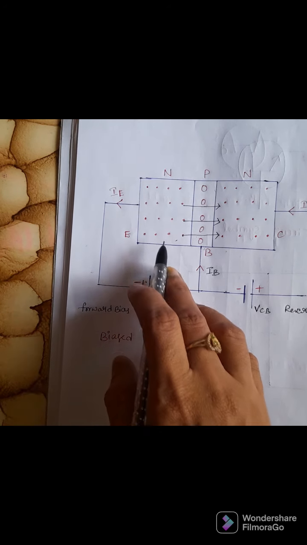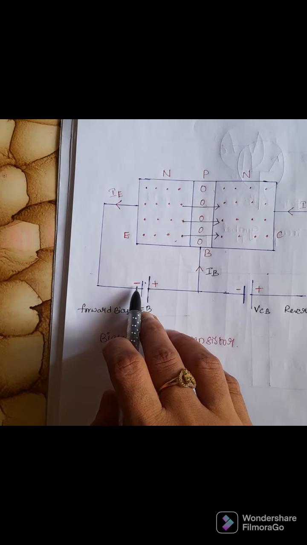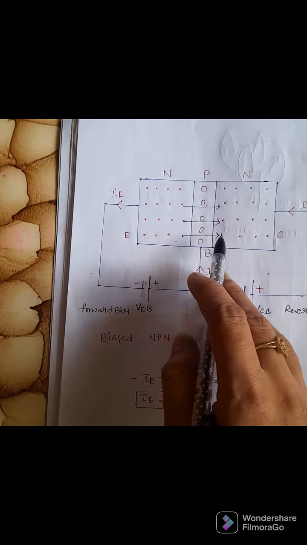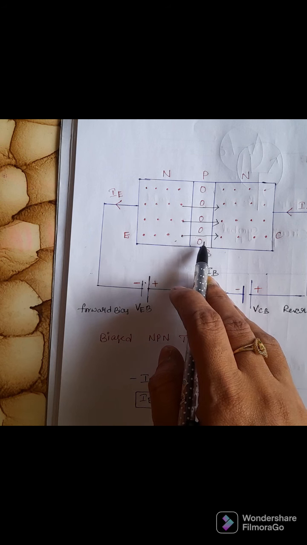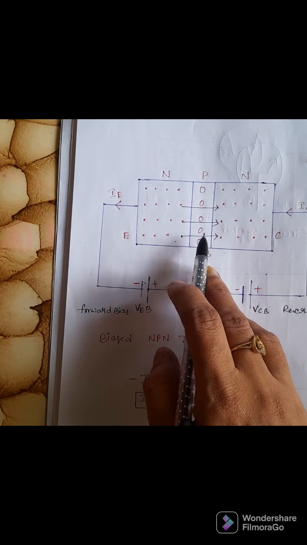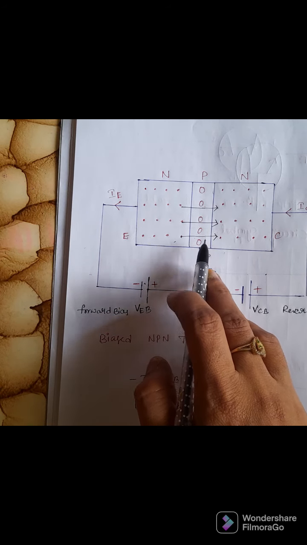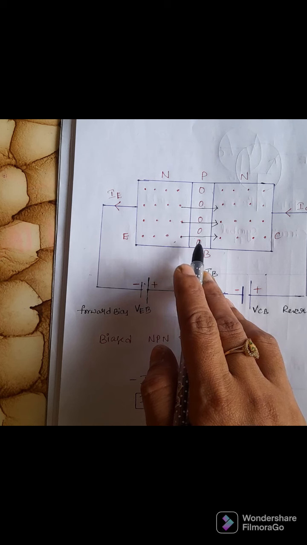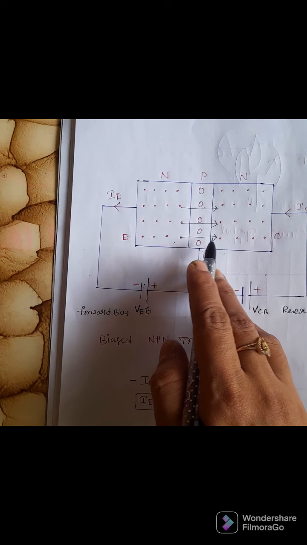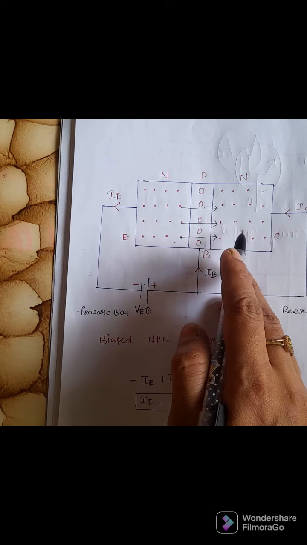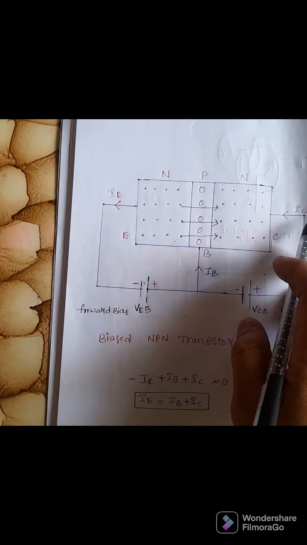Next move on to the working. So electrons in the emitter region are repelled by the negative polarity of the battery, and those repelled electrons enter into the base region and recombine with the holes. Only 5% of electrons are recombined with the holes in base region, because base is very thin and it is very lightly doped, and the rest 95% of electrons enter into the collector region and recombine with the holes, which are minority charge carriers in the collector region, and constitute some current IC.